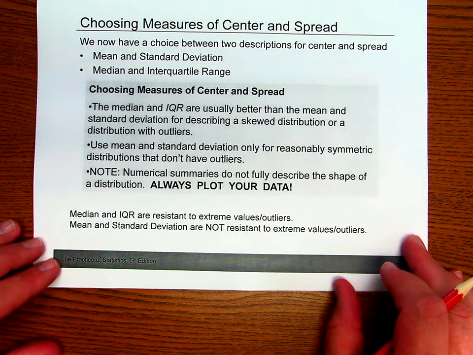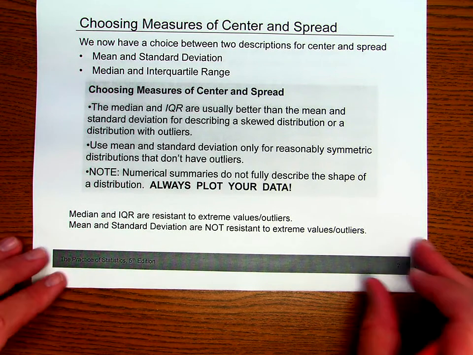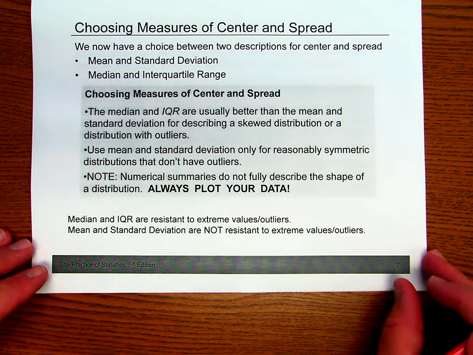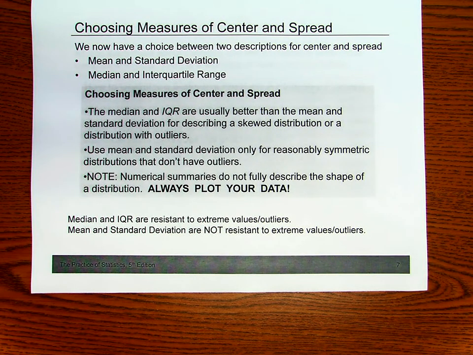When we want to describe a data set, we want to choose a measure of center and a measure of variation, or how is the spread? I'm sorry, I lost the word. The variation or the spread.